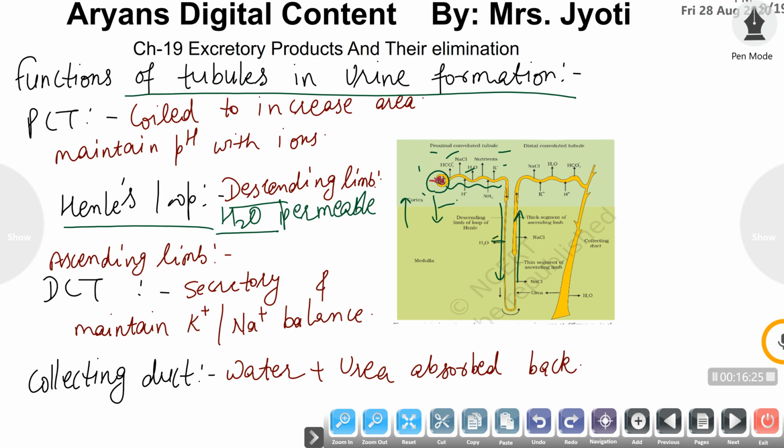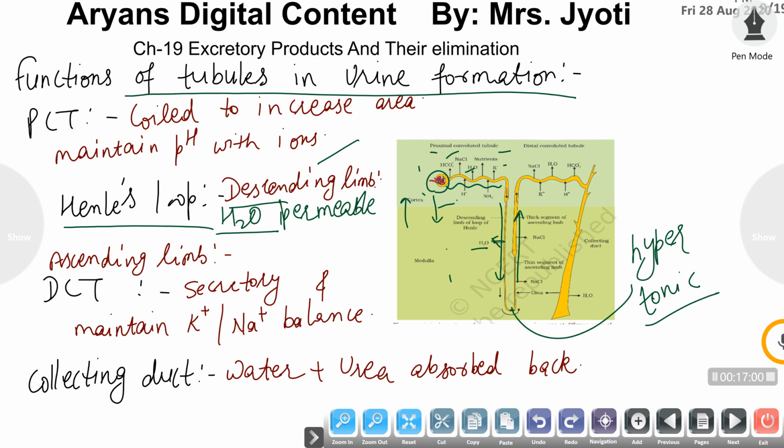That's why the water present in the filtrate, which has come from the PCT and finally from the lumen of the Bowman's capsule where the filtrate entered the nephrons, is maximally reabsorbed by the medullary substance of the nephrons, and this absorption of water makes the filtrate highly concentrated. Means a hypertonic filtrate is formed in the loop of Henle's descending limb.